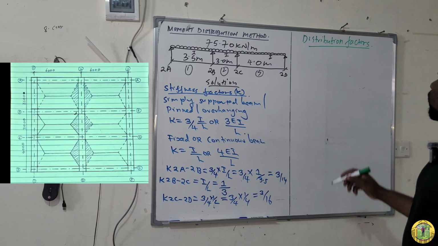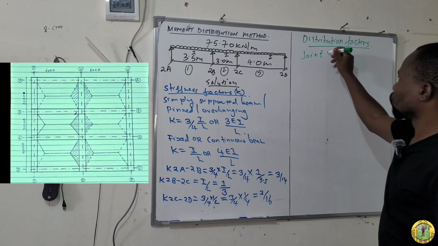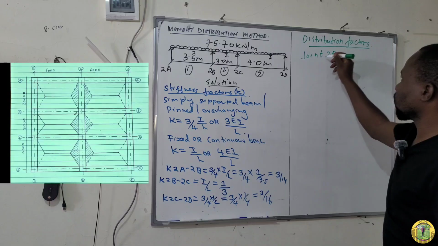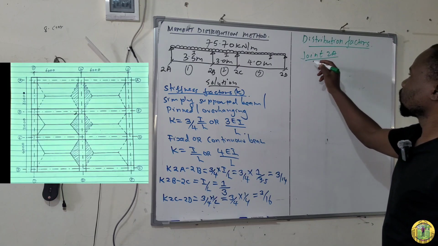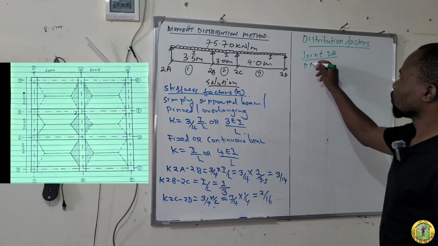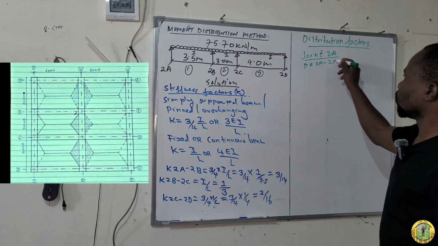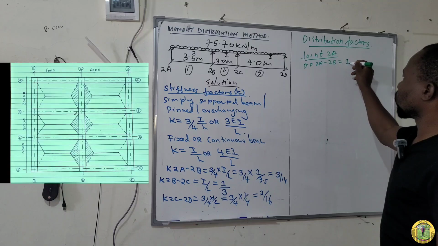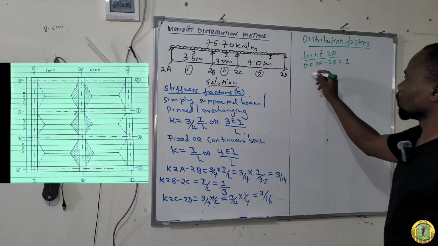So for distribution factors, let's begin by joint 2A, not A. For joint 2A, we have DF 2A 2B, which is equal to 1 because it is a simple support. And then we proceed to joint 2B.